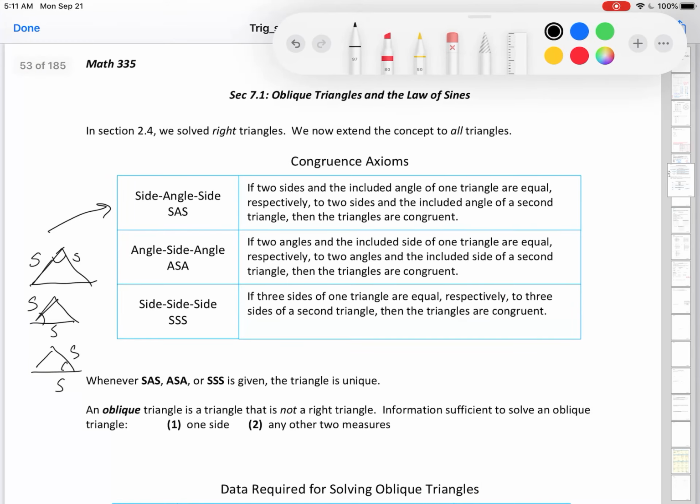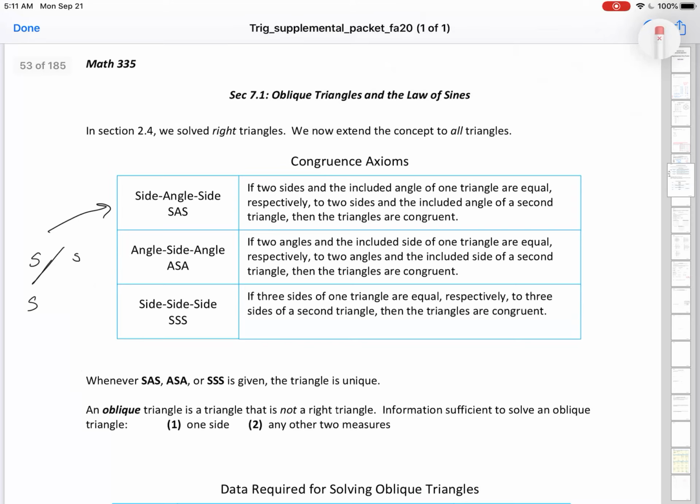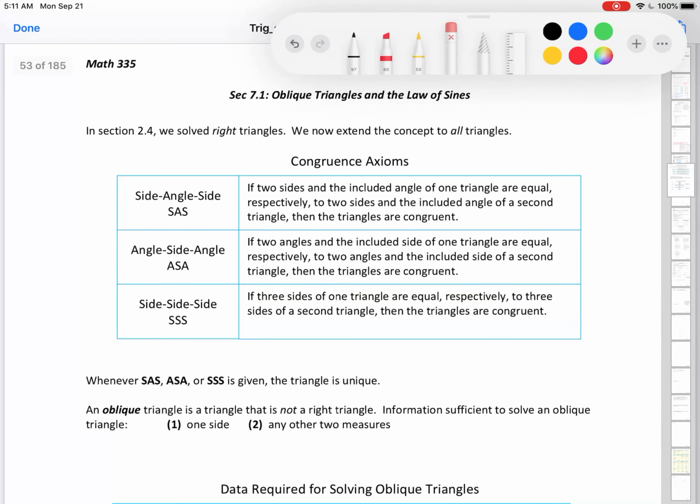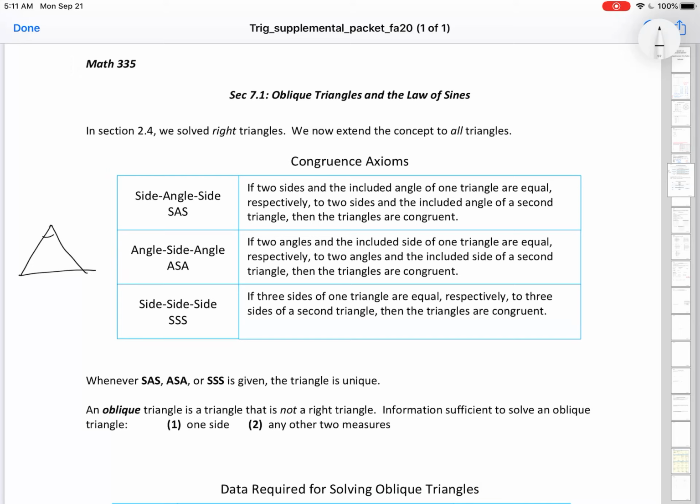Okay, the next one is angle, side, angle. That would be if two angles and the included side of one triangle are equal respectively to two angles and the included side of the second triangle, then the triangles are congruent, relatively equal to one another, right? And so they're using congruent as opposed to similar triangles like we had before. So what is angle, side, angle? Well, you'd know two angles of a triangle and an included side. And what I want to remind you of is if you know two angles, then you absolutely know the third angle as well.